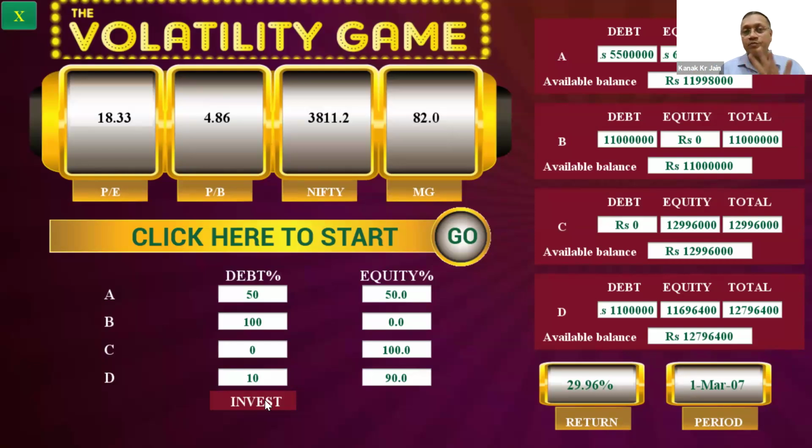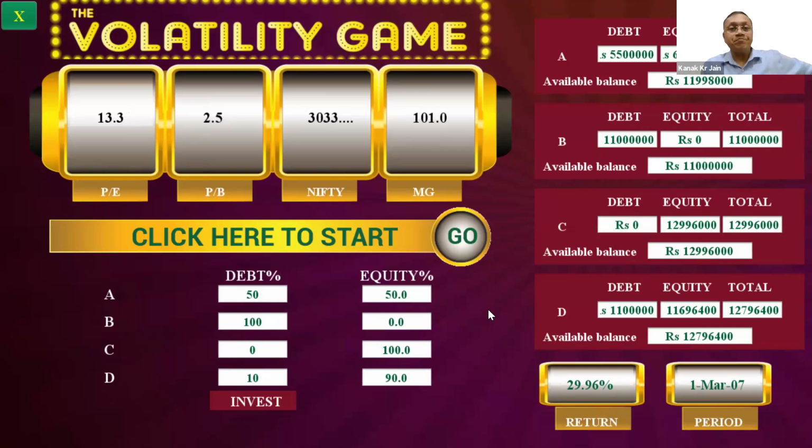Whatever you do in investment, the whole idea of the game is that the client understands it is not so easy to do. Now, in this case, what happens? This is 2007 March to 2008. The period is written and the return was 29%, which means team C, which invested 100% into equity, has got 1,29,000. For debt, we have assumed a 10% return. So let's say team B has got 1,10,000 and the rest of the teams got a little combination of that.